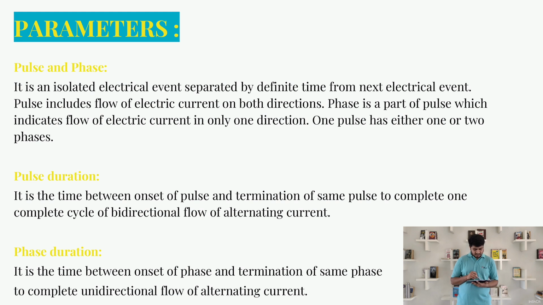The pulse duration is the time between onset of one pulse and termination of the same pulse, to complete one cycle of bidirectional flow of alternating current. The phase duration is the time between onset of the phase and termination of the same phase to complete unidirectional flow of alternating current. In pulse duration, there is onset and termination of one pulse for the bidirectional flow, while in phase duration, there is onset and termination of one phase for the unidirectional current.